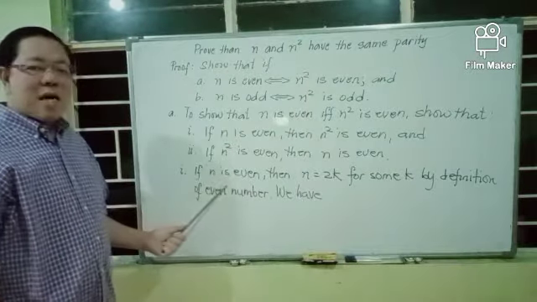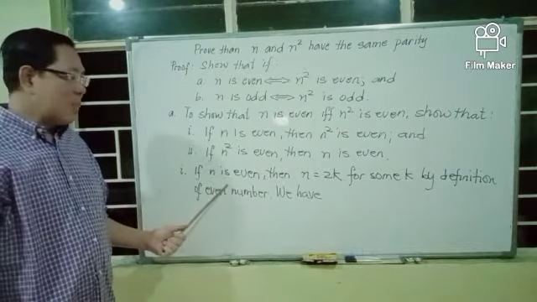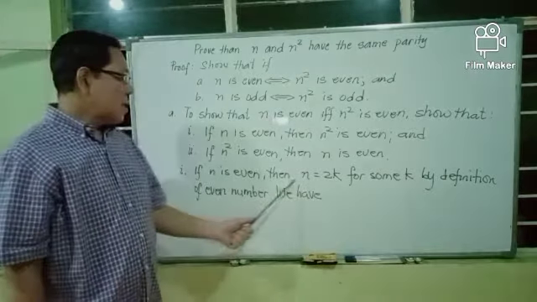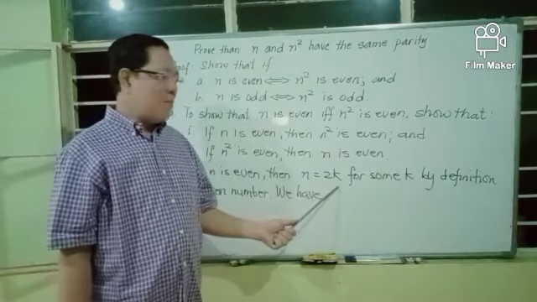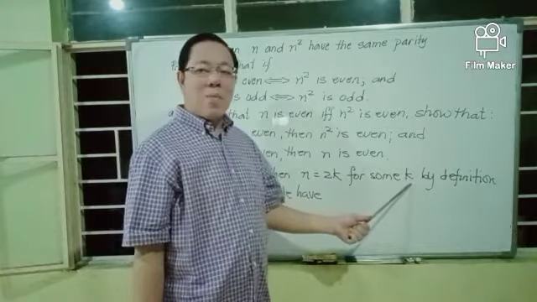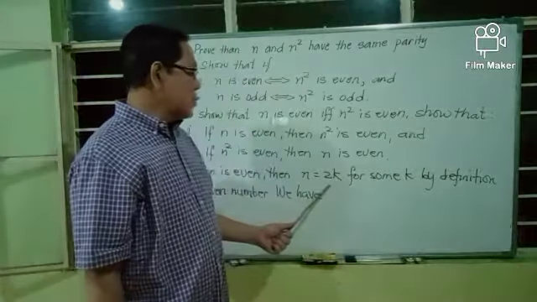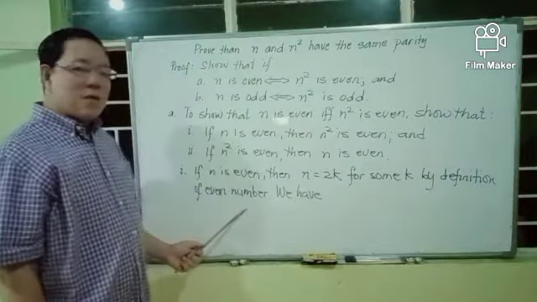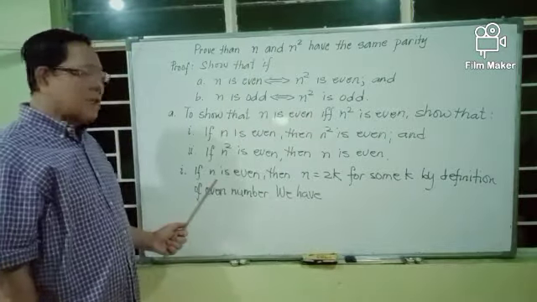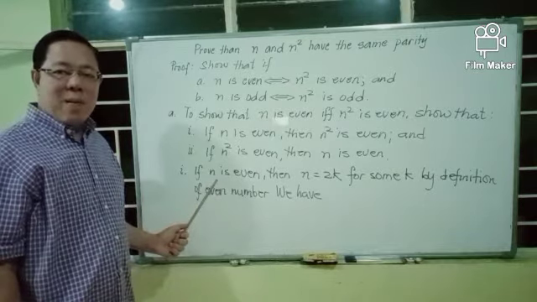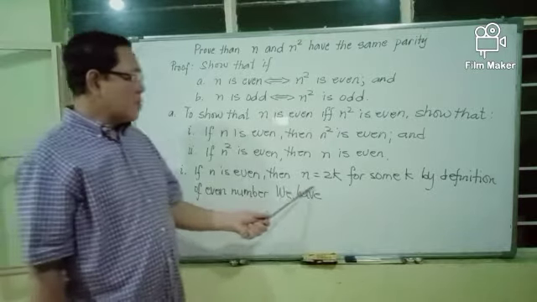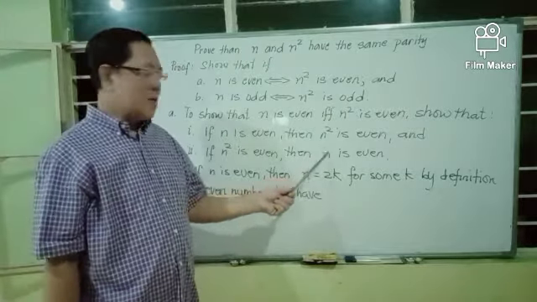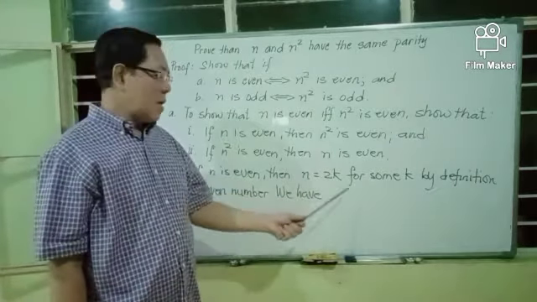We are given that n is even, so we make use of this given. By definition of even number, n can be written as 2 multiplied by k, where k is some integer. n equals 2k for some k, and this is true by definition of even number because n is given as an even number. From this equation, we derive the value of n squared by taking the square of both sides.